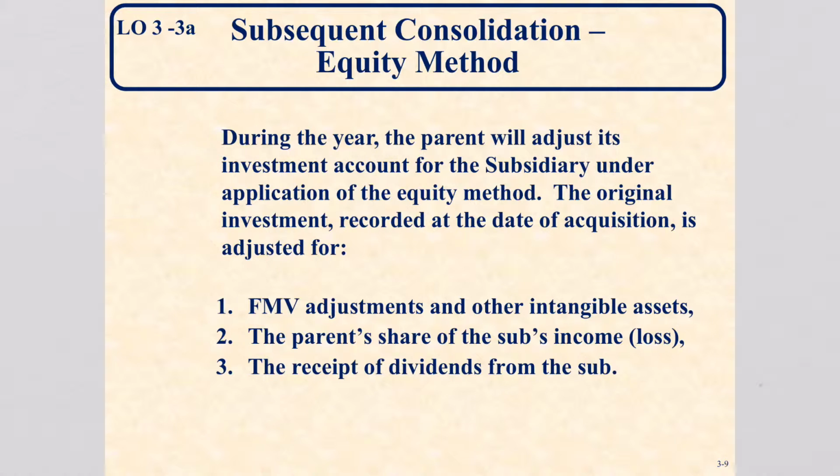So let's see what happened. During the year, the parent will adjust the investment account. In the first order of business, we're going to learn it from the equity method. So the parent is doing the equity method, and what it does is these things. That's what we learned about. It's no different than the equity method used in substantial influence for Chapter 1.